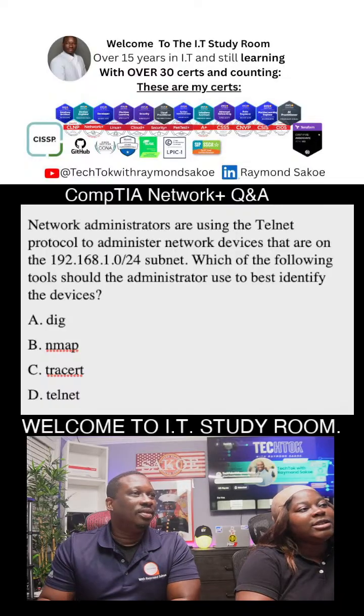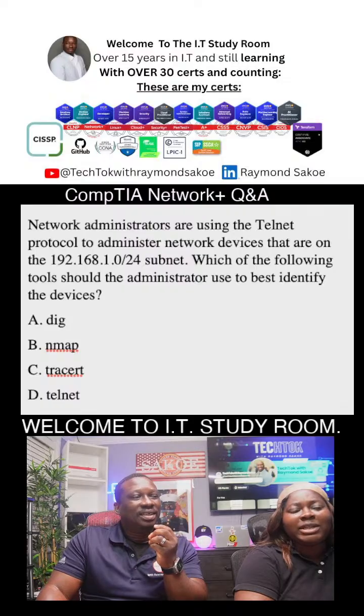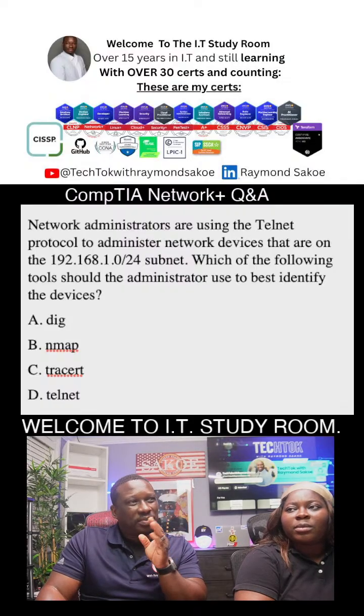Hey, Lewis. Lewis is asking, is it similar to LLDP? What is that? I don't remember the full acronym.